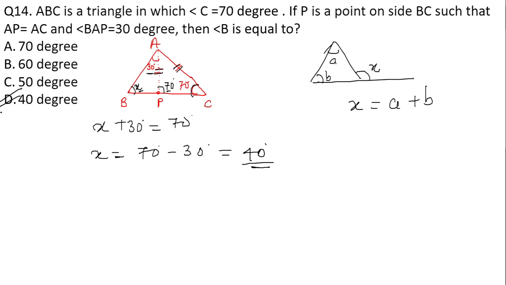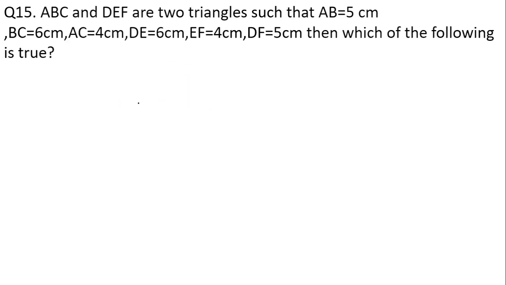Here two things that you have to remember. One is when the sides are equal, this and this angle are going to be equal, that is angle APC and angle ACP. And what next? Here the exterior angle 70 degree is going to be equal to the summation of X degree plus 30 degree. Using this we have solved the whole question. Moving on to the next question.